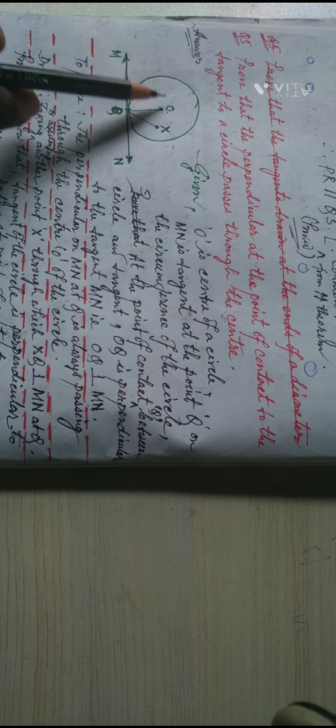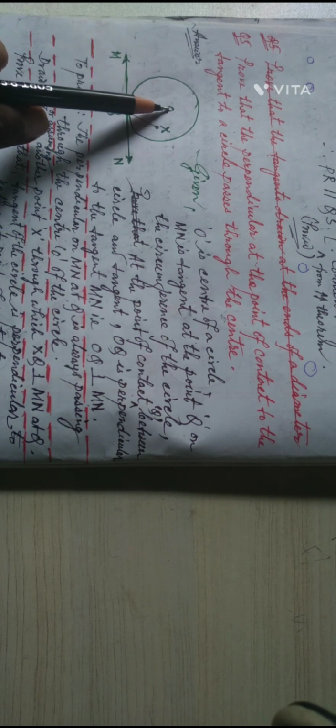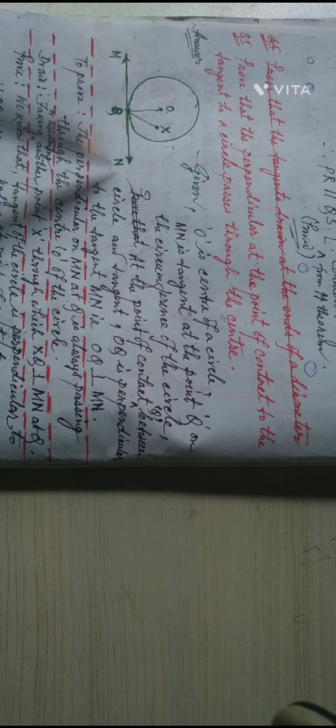So we know that the tangent of the circle is perpendicular to the radius at the point of contact. Tangent is always perpendicular to the radius. Whichever radius you draw, it will be perpendicular. That's why OQ is perpendicular to MN. That means angle OQN equals 90 degrees. That is equation number 1.